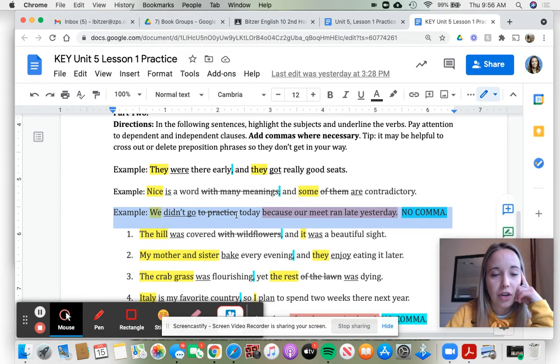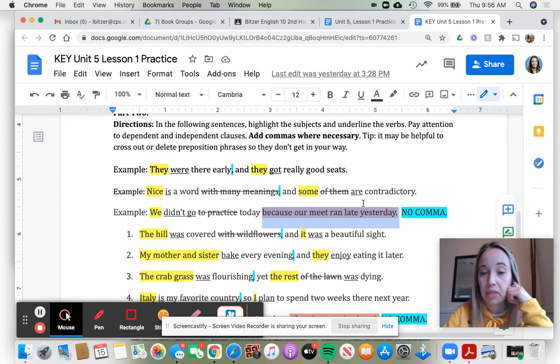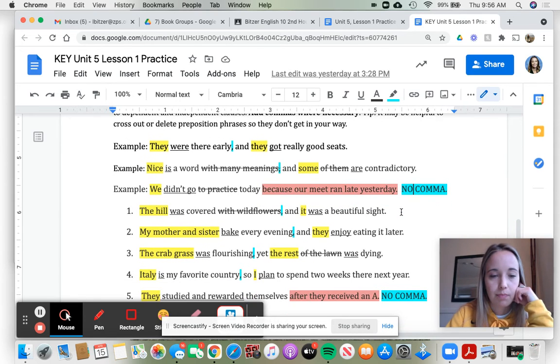Whereas if we look at the third one that I did for an example, we, subject, didn't go, crossed out to practice because prepositional phrase. We didn't go to practice today. That's an independent clause. It makes sense on its own. However, the second part, because our meet ran late yesterday, that's dependent. It needs the information from the first part because we're not going to walk up to someone and say, because our meet ran late yesterday. It's not complete. So because it's a dependent clause, we don't bring it together with a comma and a fanboy, so I labeled it as no comma.